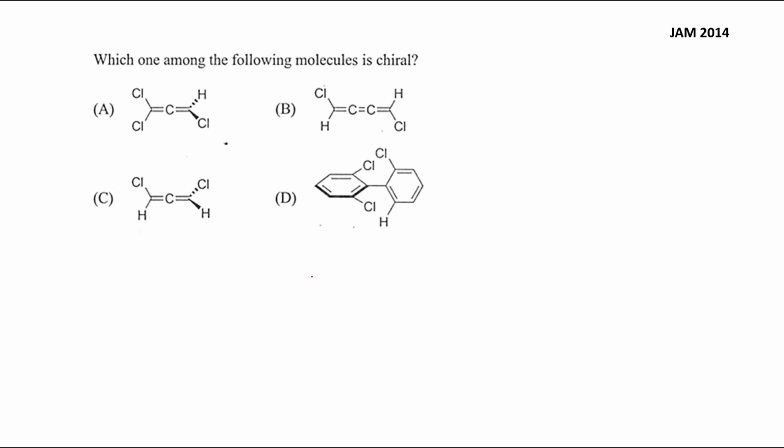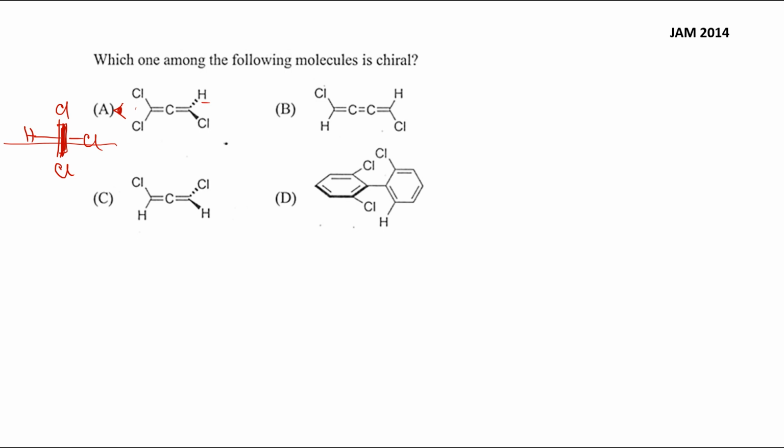Which one among the following molecules is chiral? Now for A, it is an allene system. Now if I look at this molecule from this side, these 2 chlorines, so this bond I will draw as bold, and you are looking from the left hand side, so this H will now be on the left hand side of yours. But whatever it is, if you are cutting this molecule along this plane, then both sides are equal.